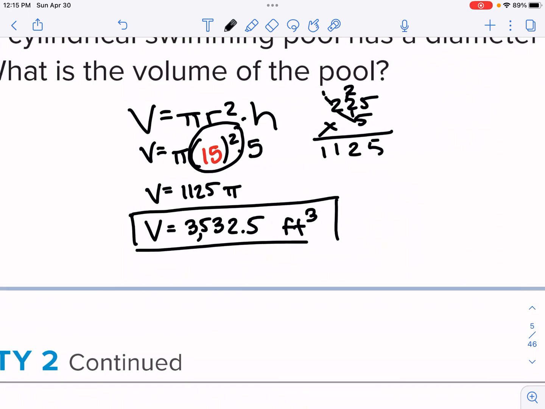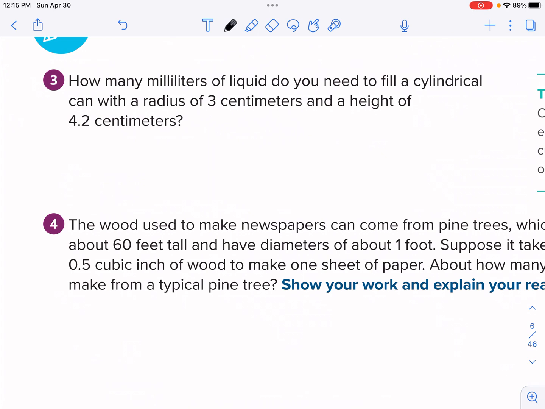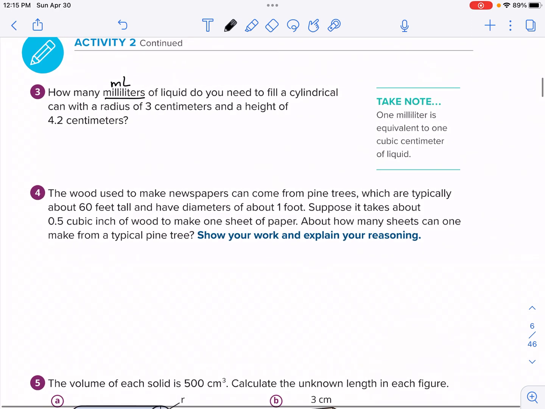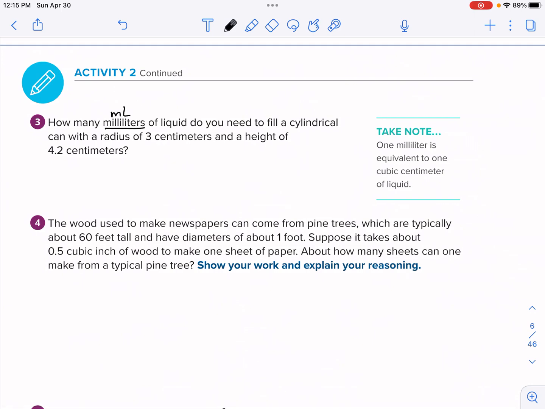Now on to 678. Number 3, how many milliliters, so this is typically abbreviated as mL, capital L, of liquid do you need to fill a cylindrical can with a radius of 3 centimeters and a height of 4.2 centimeters? Now, whenever you're not given a visual diagram or just a figure, I would recommend draw a figure, even if it's as terrible as mine.